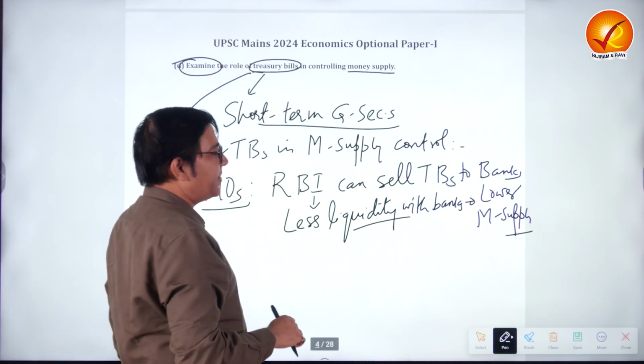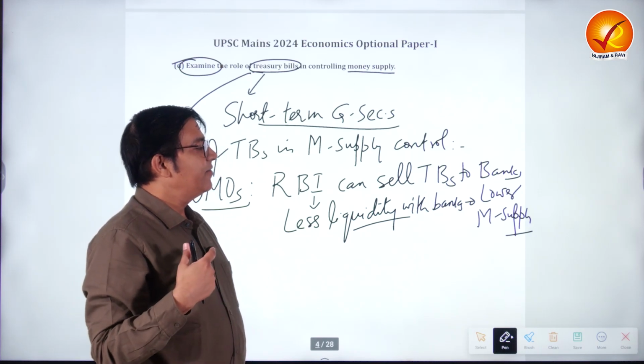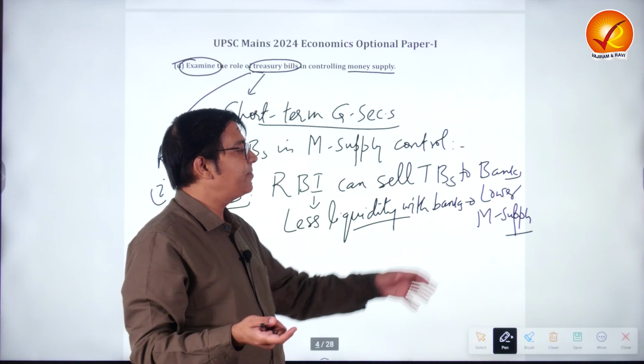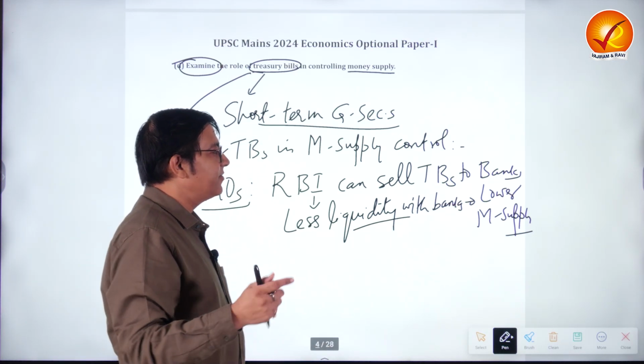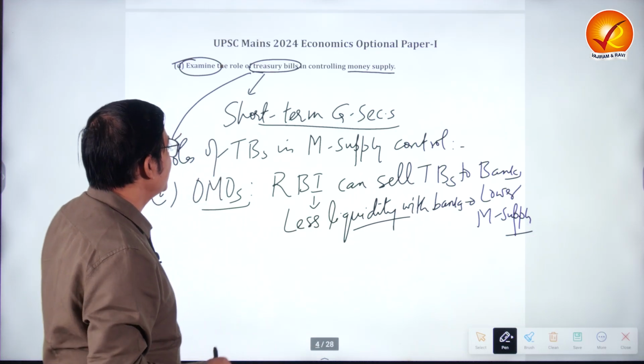Less liquidity with the banks will mean the banks cannot give as much loans as earlier. When they're not giving as many loans, the interest rates go up. When the interest rate goes up, the money supply tends to fall because the loan demand is relatively lower. I expect you to fill in the blanks from the basic thing.